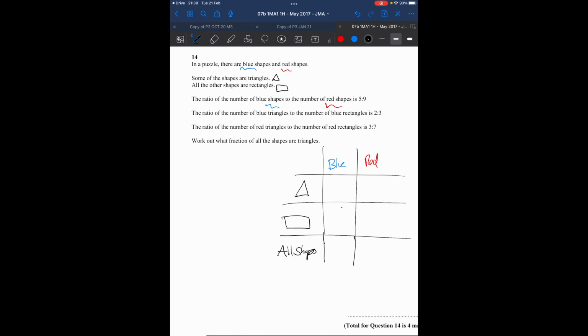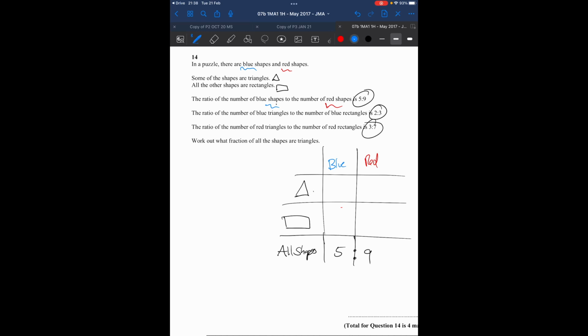Okay, so there are only blue or red shapes. There are triangles, rectangles, and sometimes they talk about all shapes. They did it in this line here, the ratio of blue shapes to red shapes. So that's why I've drawn that line. What am I going to do next? I'm going to try and put these ratios on the diagram. So the ratio of the number of blue shapes to red shapes is 5 to 9. So I'm going to do that one there. Okay.